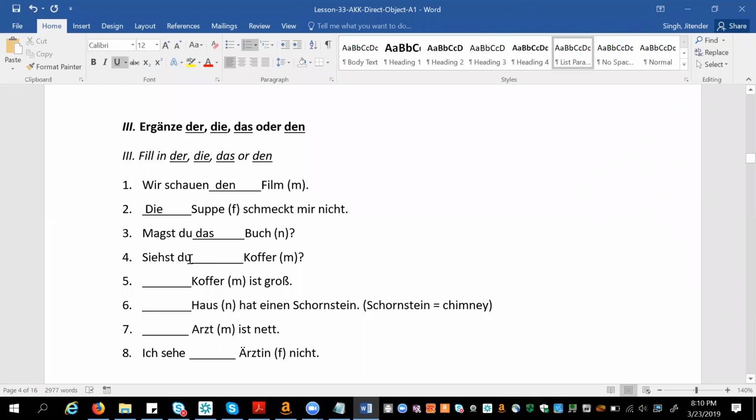Koffer is masculine. Siehst du? Du is the subject. Siehst is the verb. Koffer is the direct object. Accusative. And in accusative masculine, what happens? Der changes to den. Do you see the luggage? Siehst du den Koffer? Do you see the luggage? Okay, next.